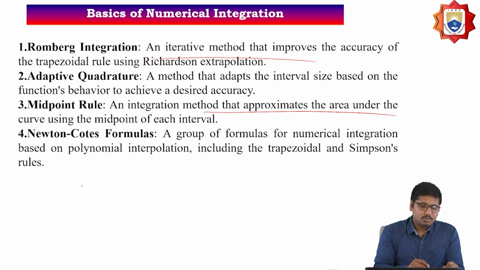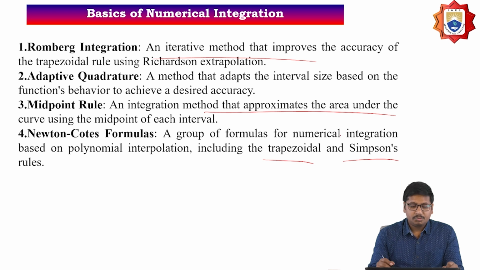In our exam also they are going to ask these problems, the trapezoidal rule and Simpson's rule. So that is basic integration. And then an iterative method that improves the quality of the trapezoidal rule using interpolation. Adaptive quadrature means a method that adapts the interval size based on the function's behavior to achieve the desired accuracy.